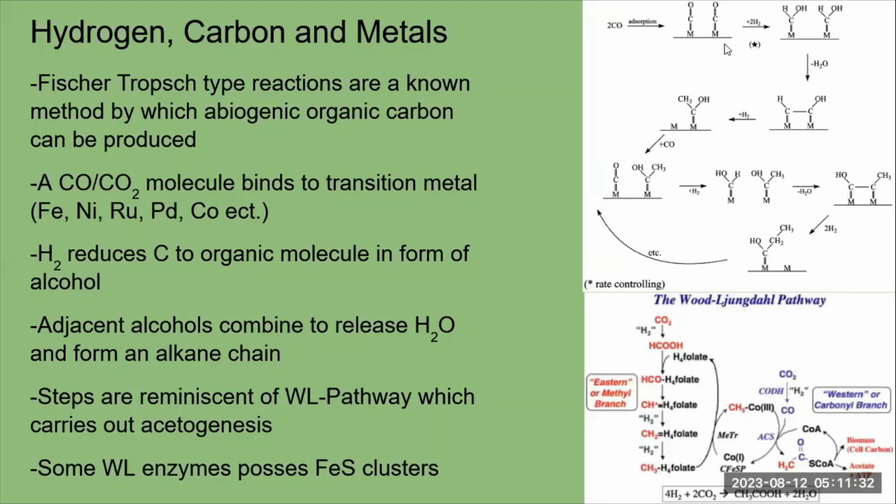Today, the vast majority of organic carbon, originally derived from carbon dioxide, was produced via photosynthesis. However, Fischer-Tropsch type reactions are a method by which organic carbon can be produced abiotically. Here, a carbon dioxide or carbon monoxide molecule binds to a transition metal catalyst such as iron, nickel, ruthenium, palladium, or cobalt. Hydrogen will then reduce the carbon to form an alcohol group.